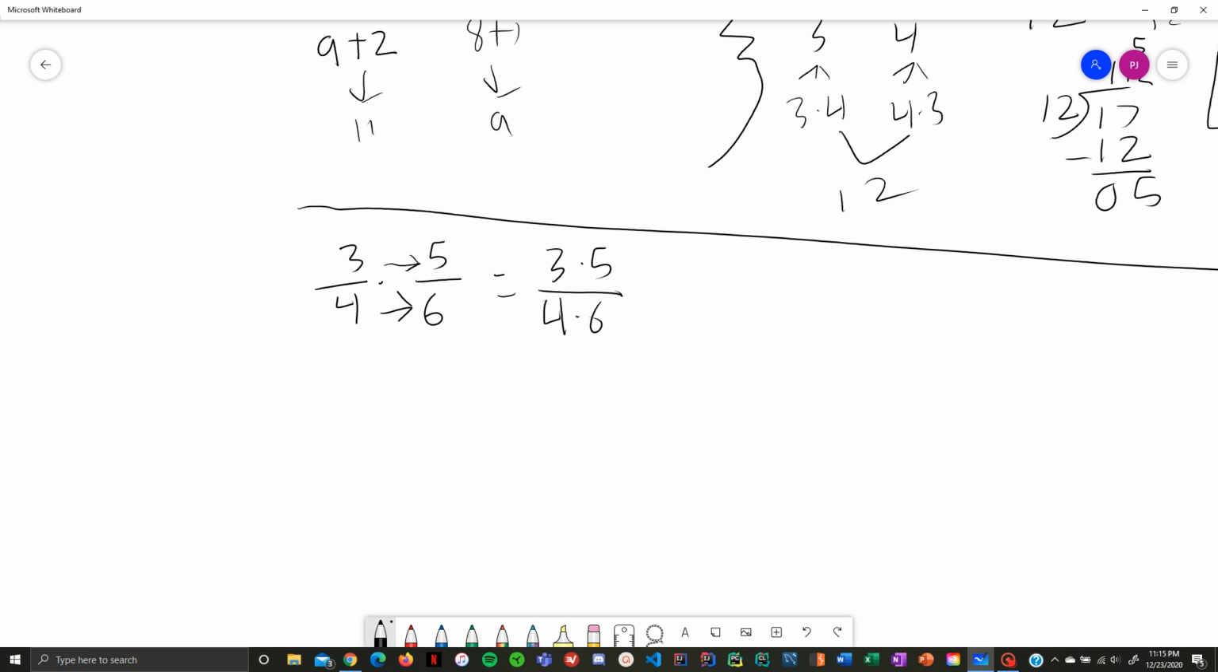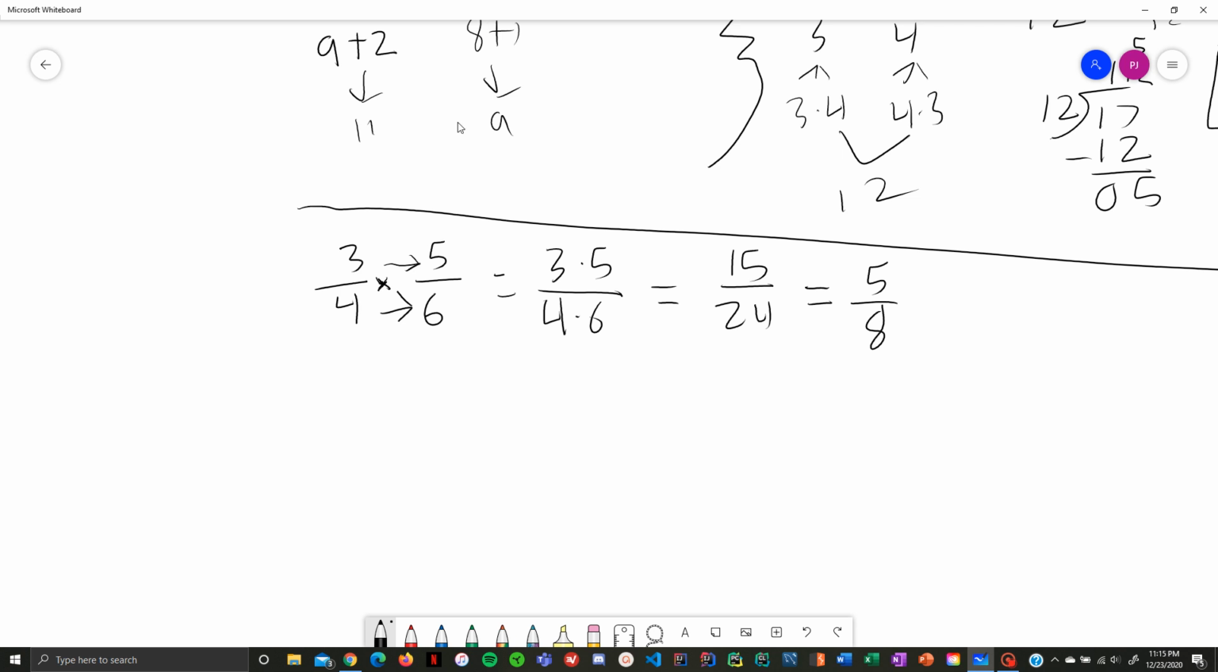And of course, multiplication can still be written with the classic X right here, but in algebra, you're going to start seeing the dot used more often. So this is going to come out to 15 over 24, because 3 times 5 is 15, and 4 times 6 is 24. And then we can actually go ahead and reduce this to 5 over 8, because we divided by 3. 15 divided by 3 is 5, and 24 divided by 3 is 8.